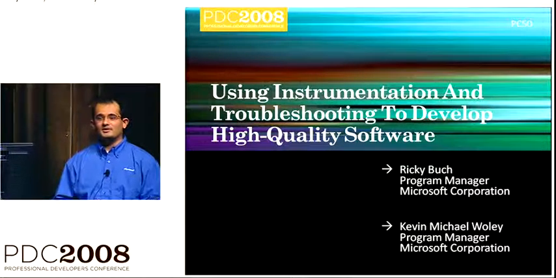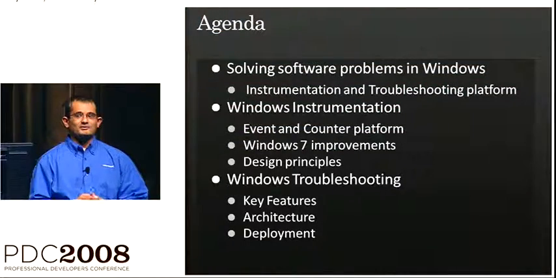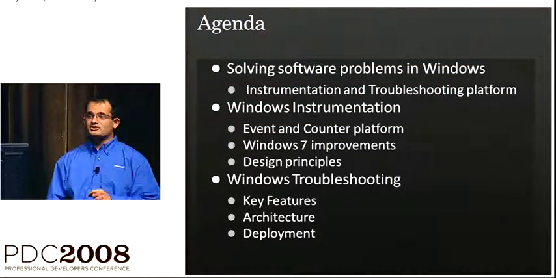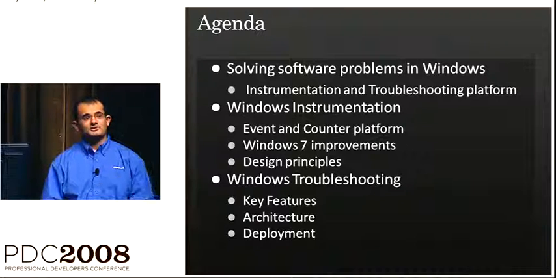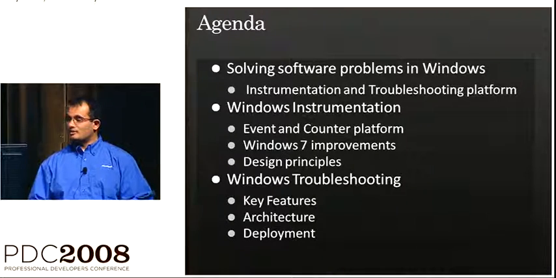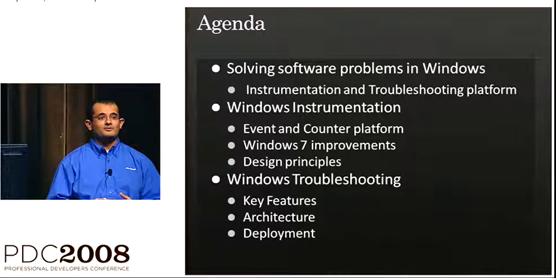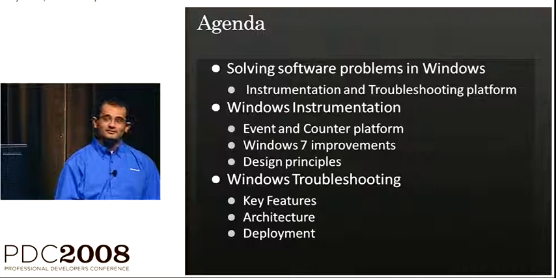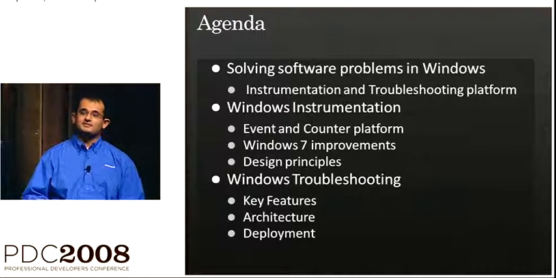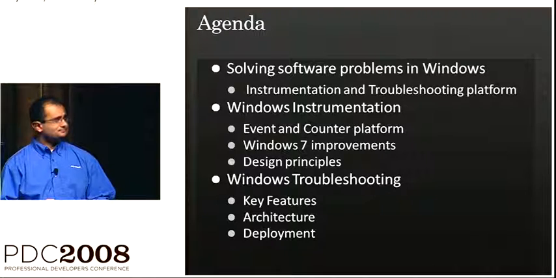And so today, Kevin and I will highlight two Windows technologies that we can leverage to address this post-deployment scenario. Specifically, I will start by giving a brief background as to why Windows is investing in the instrumentation and troubleshooting platform. I will then hand it off to Kevin, who will introduce the event and performance counter infrastructures. He will highlight some of the improvements we have made in Windows 7. And then finally, some design principles that you can use when you develop your applications.